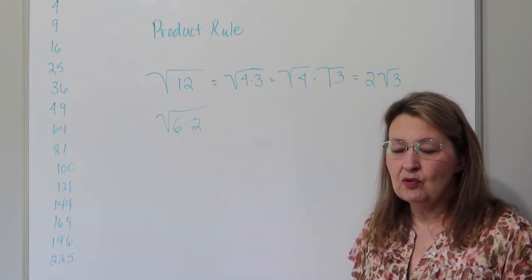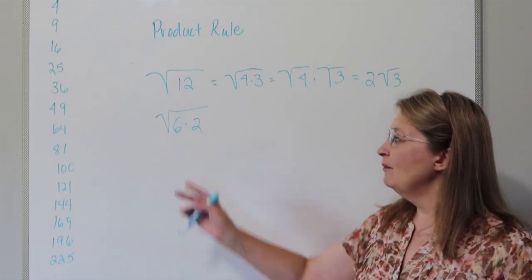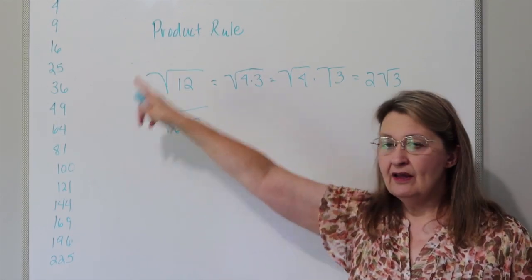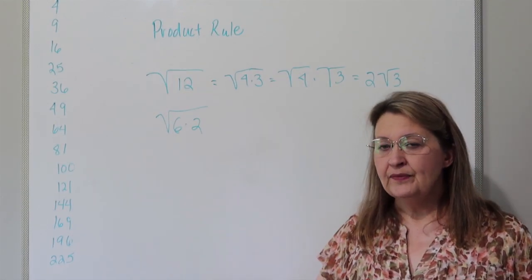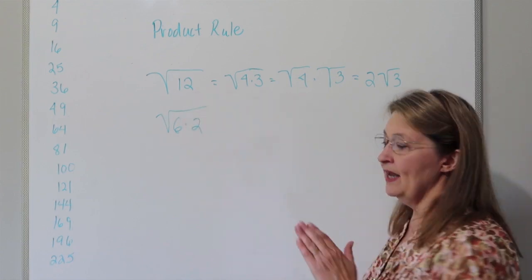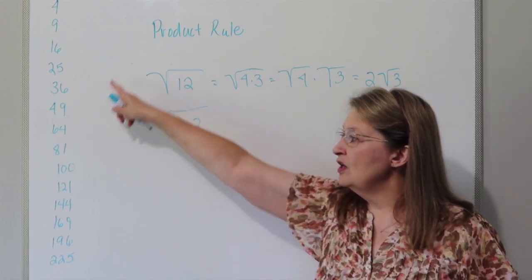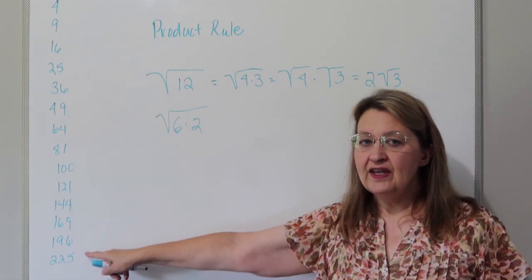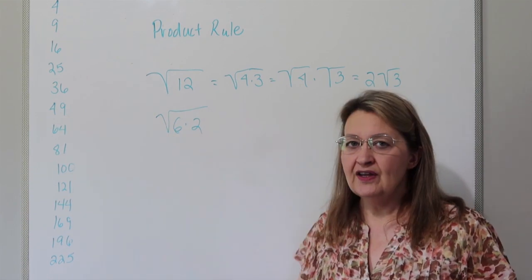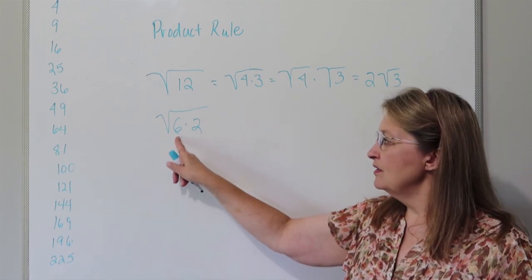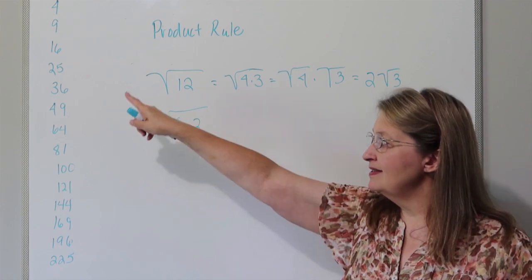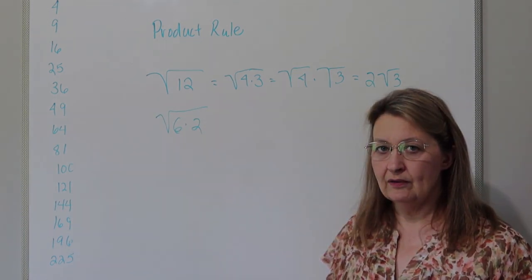Because 6 times 2 is 12. Yes, it is. But I'm not interested in factors that are not perfect squares. So when you look at your radicand, you need to be focused on these numbers. These are the only things I care about. I don't care that 6 goes into 12 because 6 is not a perfect square.